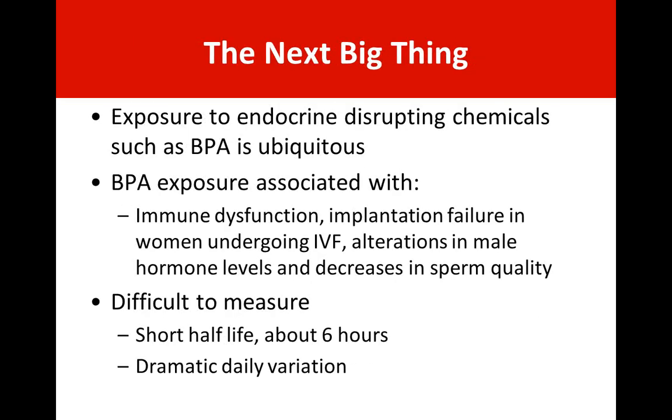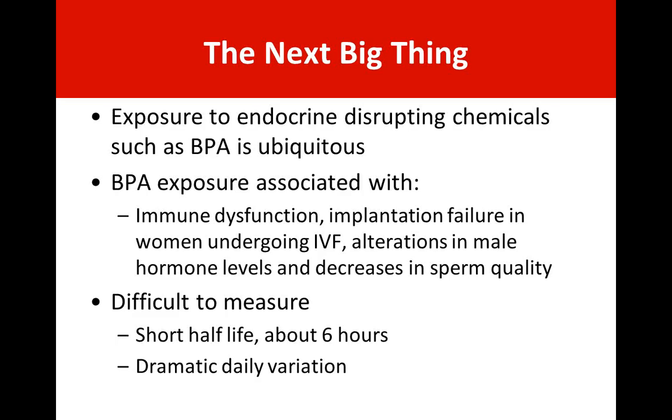All right, so here we go. So that was HOPE. So the next big thing. Exposure to endocrine disrupting chemicals like BPA, it's ubiquitous. Okay, in our study, we have 100% of samples where BPA is detected. Even those super crunchy among us who think that we're avoiding BPA, you're not. You might just have less than someone else.